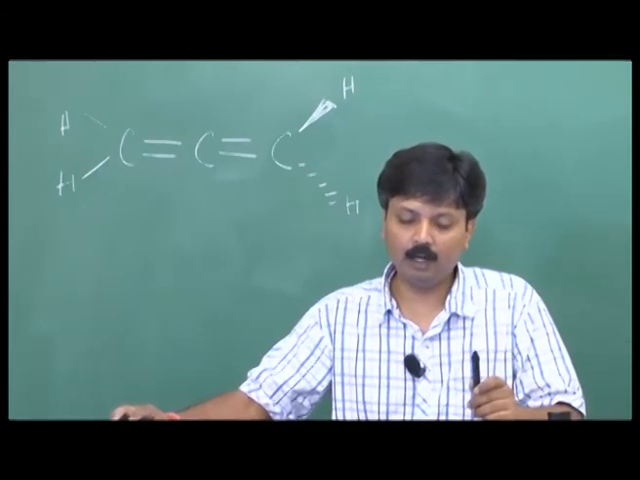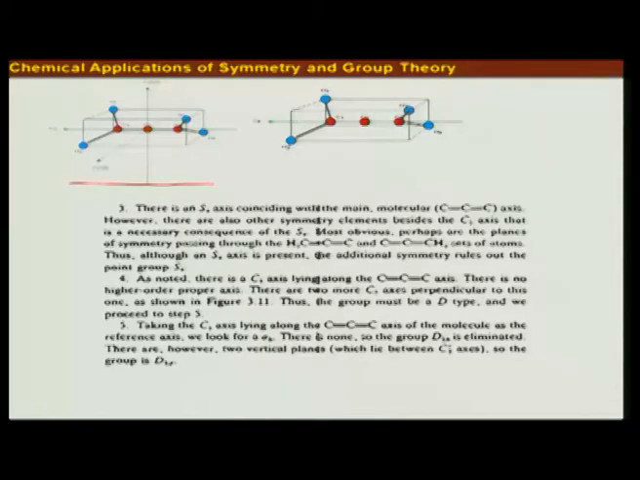You can easily figure out that along this particular axis, if you rotate, this H3 here will go to H1, and this H4 will go to H2, and vice versa. So you will get an indistinguishable structure. So that is one C2. This will come here, and this one will go here, so that will act as a C2, and there is one more C2 along this axis, which is shown here.